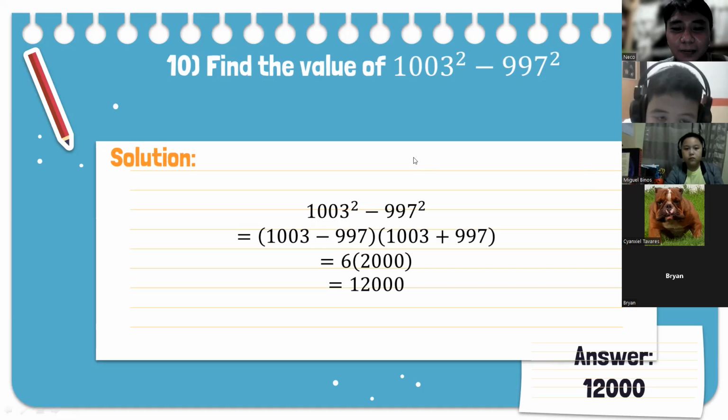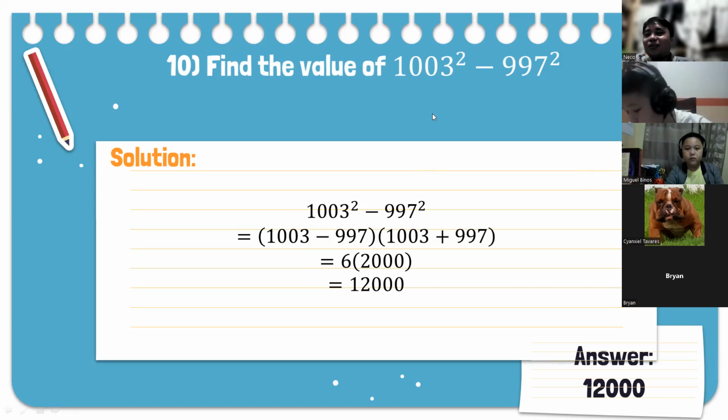Questions? Yeah, differences. Difference of squares. Okay. Difference of squares. Number 11.